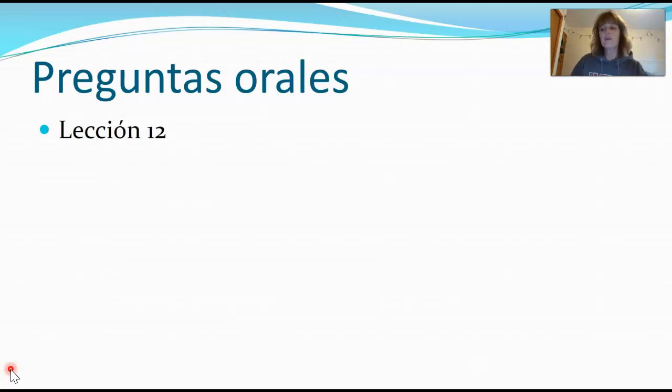¿Arreglaste tu dormitorio anoche? Repito la pregunta. ¿Arreglaste tu dormitorio anoche? Espero que sí. I'm thinking a lot of people are going to probably say no. No arreglé mi dormitorio anoche. That idea of straightening up, picking up stuff in your dormitorio.